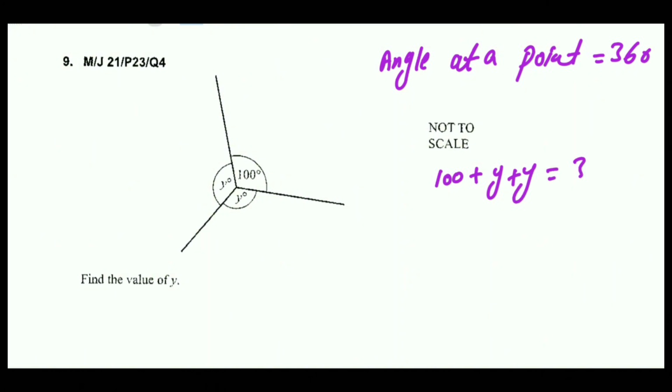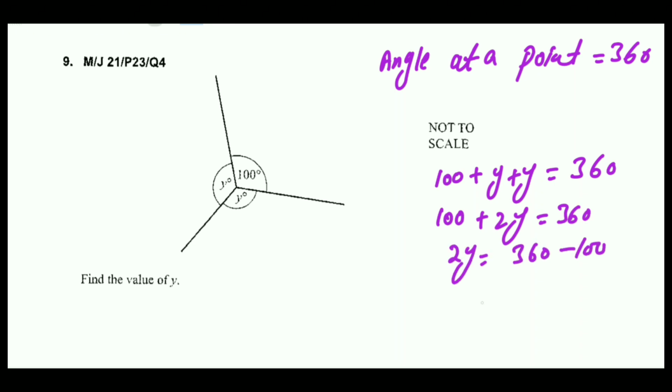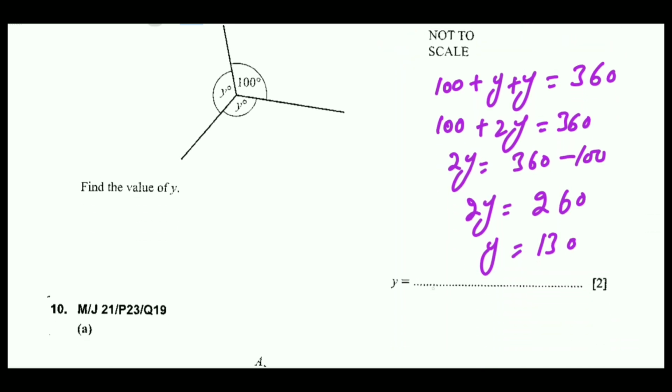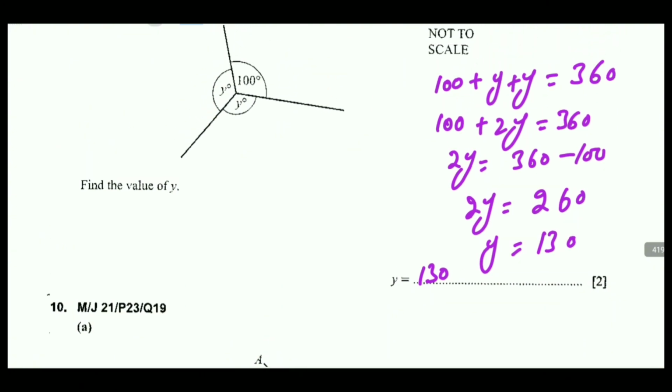So it means that 100 plus y plus y should be equal to 360 degrees. 100 plus 2y is equal to 360. 2y is equal to 360 minus 100. 2y is equal to 260 and y is equal to 130. So 130 will be our final answer. So I think that's it.